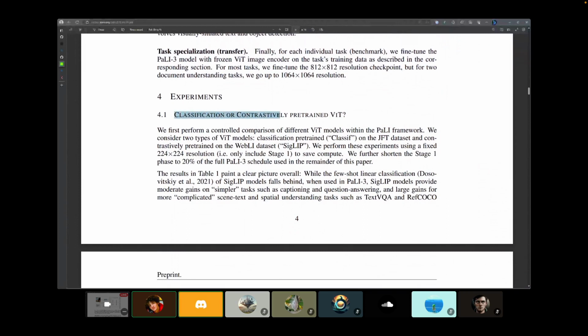Experiments. Classification or contrastively pre-trained ViT. We performed a controlled comparison of different ViT models within the PaLI framework. We consider two types of ViT models: classification pre-trained on the JFT dataset, and contrastively pre-trained on the WebLI dataset. We perform these experiments using the fixed 224 resolution, i.e. only includes stage 1, to save compute. We further shorten the stage 1 phase to 20% of the full PaLI-3 schedule used in the remainder of this paper.